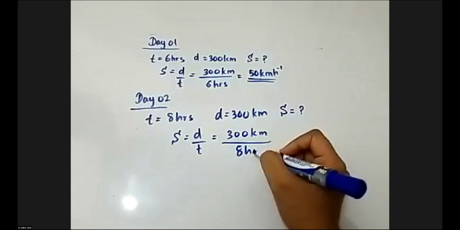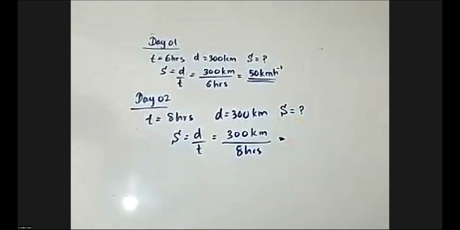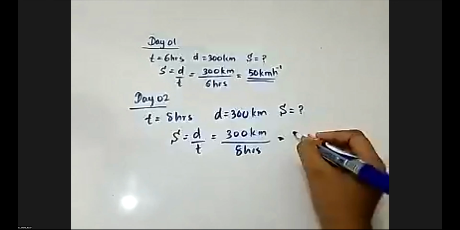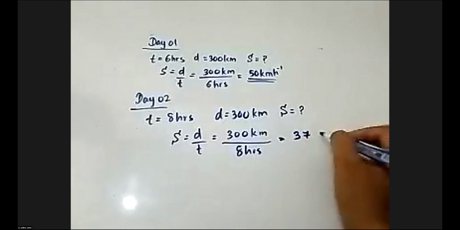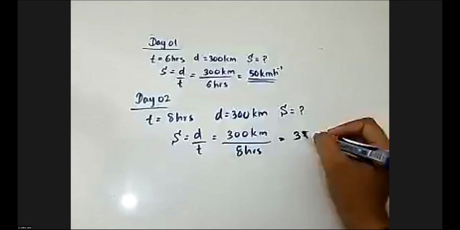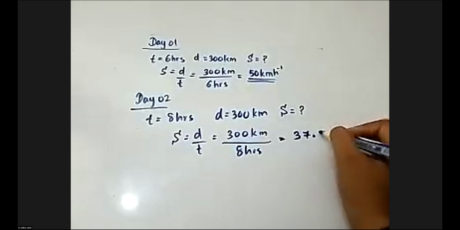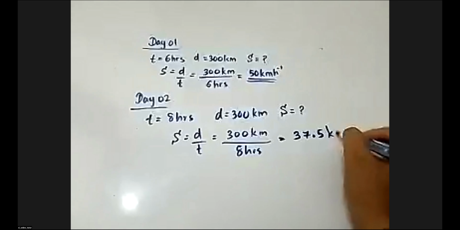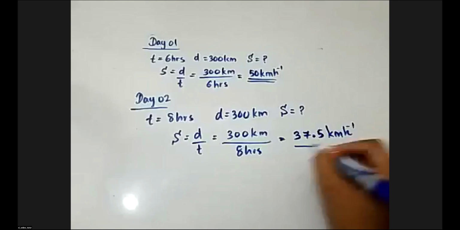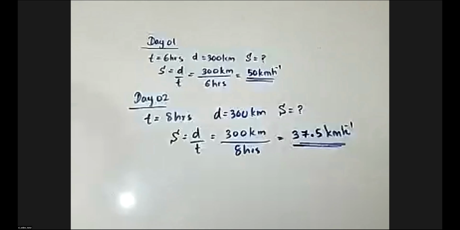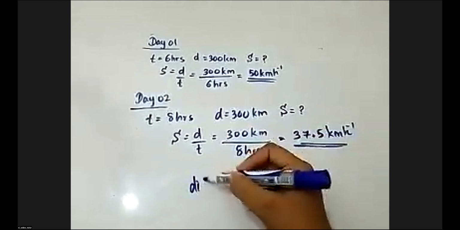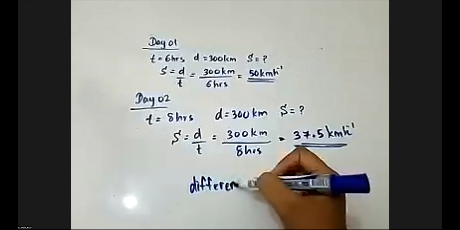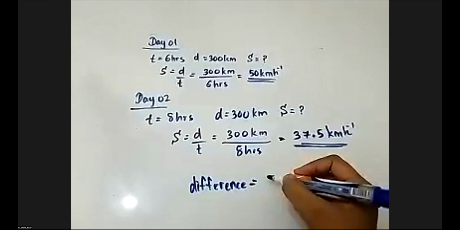8 hours. Now 300 divided by 8, you will get a decimal answer. 24, then 3. Then balance 7 you get. Another 5 goes then. 37.5 kilometers per hour. Now read the question. Find the difference between the speeds at which the train traveled during the days. So what is the difference? Difference means what should you do? Subtract. Subtract both of them.